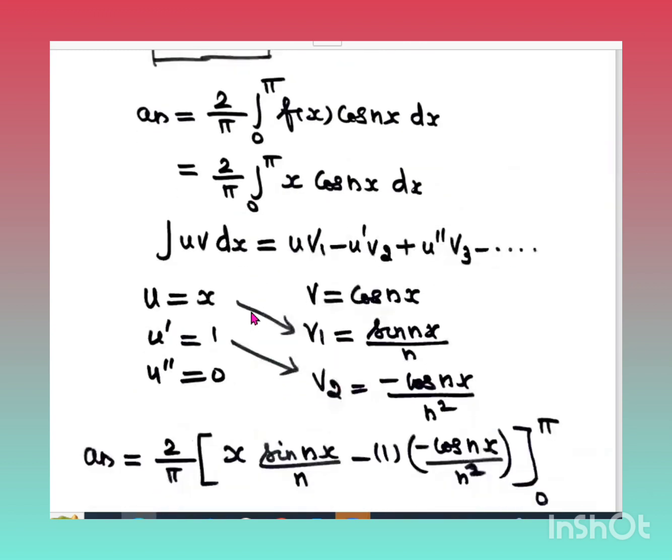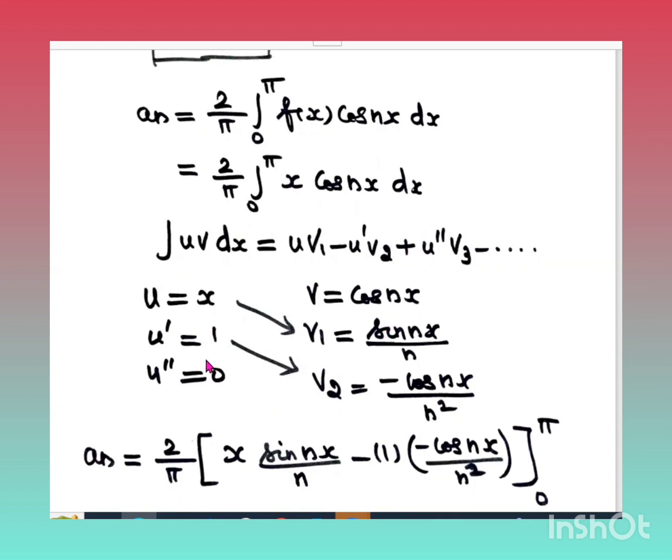an is equal to 2 divided by pi, the formula integral over the limit 0 to pi f of x cos nx dx, which is equal to 2 divided by pi integral over the limit 0 to pi x cos nx dx. So there are two terms. As usual, if there are two terms, you have to use Bernoulli's formula. So integral uv dx is equal to uv1 minus u dash v2 plus u double dash v3 minus u triple dash v4 plus etc.